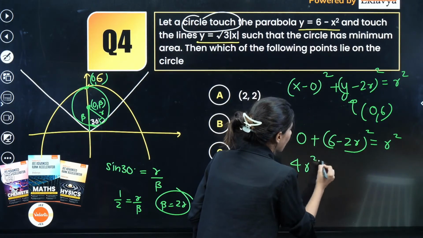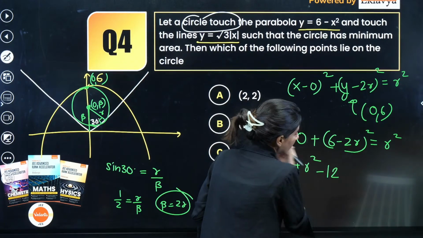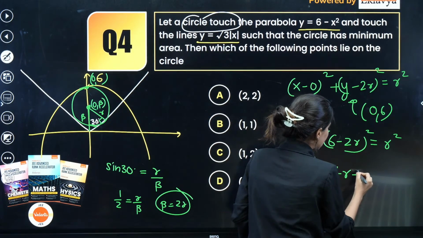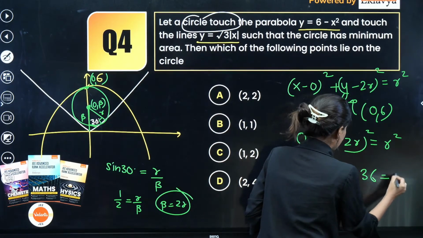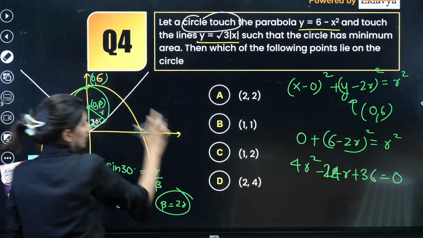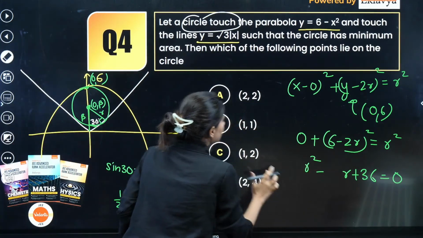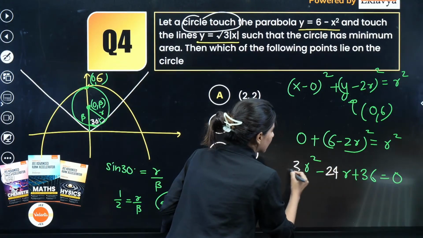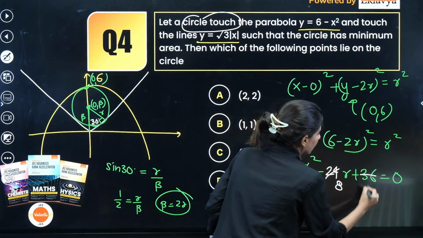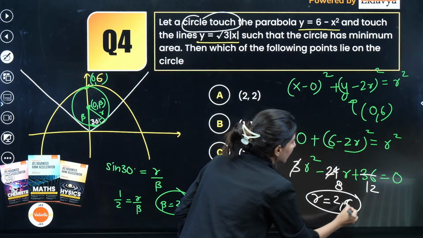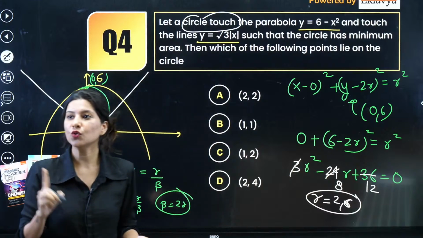So 4r square minus 6 times 4, that is 24r, plus 36 is equals to 0, and minus r square. So this is 3r square, right? So yes, this is 24r, and this is 3. 3 times 8 is 24, 3 times 12 is 36. So r is equals to 2 or 6 by solving this particular quadratic. 2 and 6 are the possible values of r.